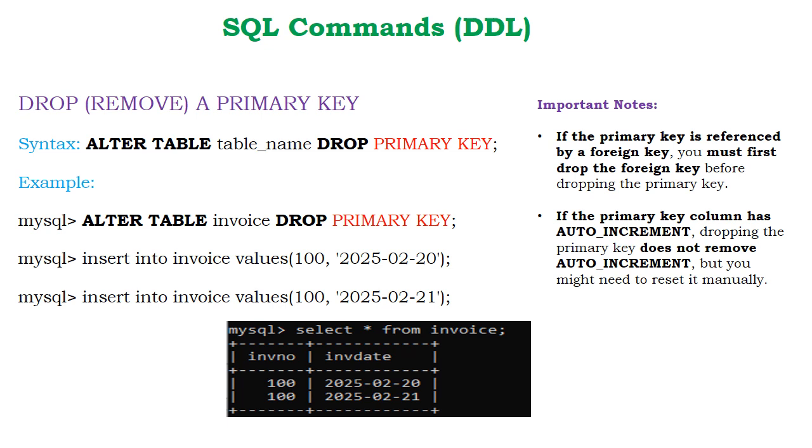Some important points. If the primary key is referenced by a foreign key, you must first drop the foreign key before dropping the primary key. If the primary key column has auto increment, dropping the primary key does not remove auto increment, but you might need to reset it manually.